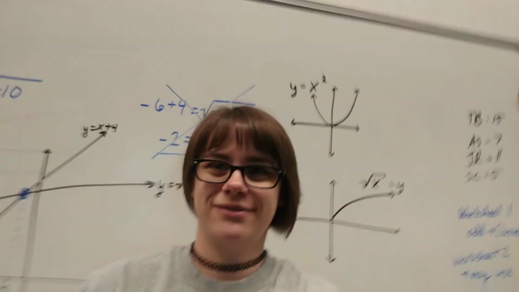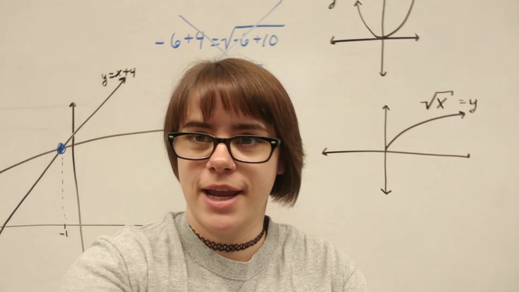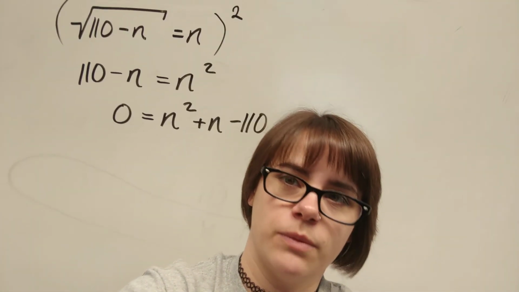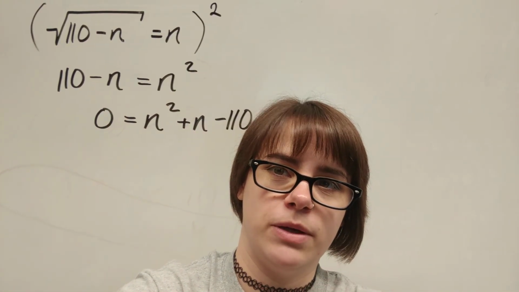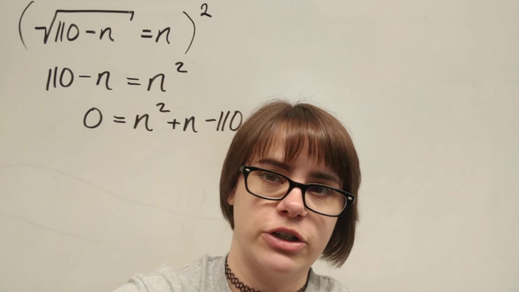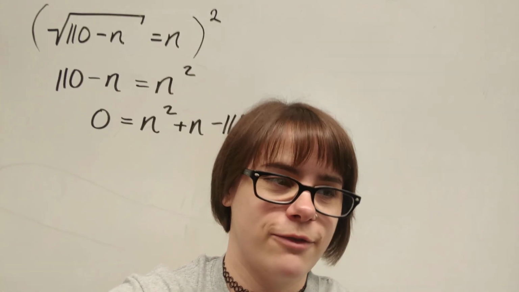1, 2, 3, go. Just as a side note, if you don't want to factor it, you can always use the quadratic formula if it equals 0. So you could, after you square it and you get one side equal to 0, your A term would be 1, your B term would be 1, and your C term would be -110. And you can always do the quadratic formula.